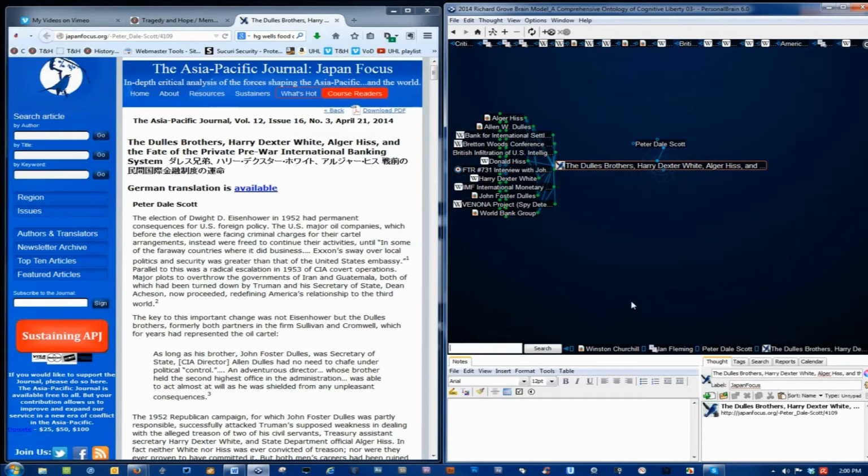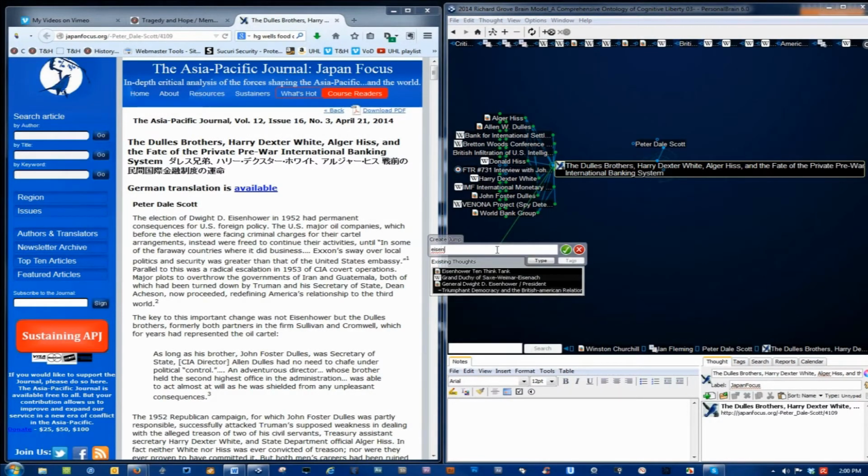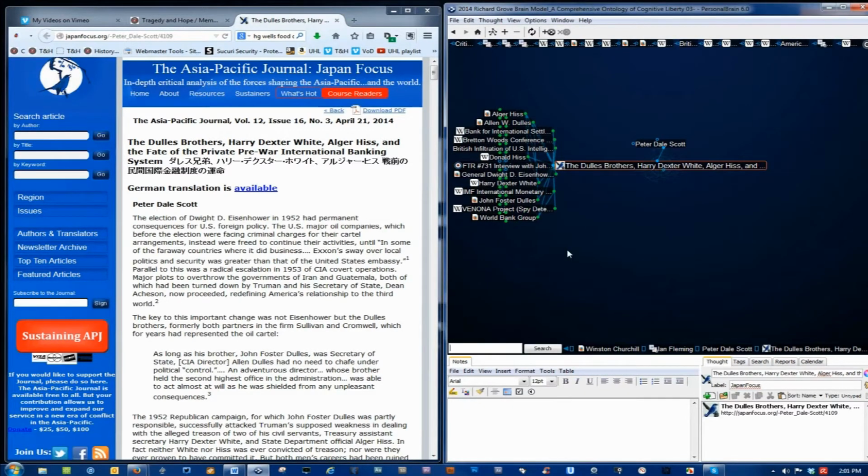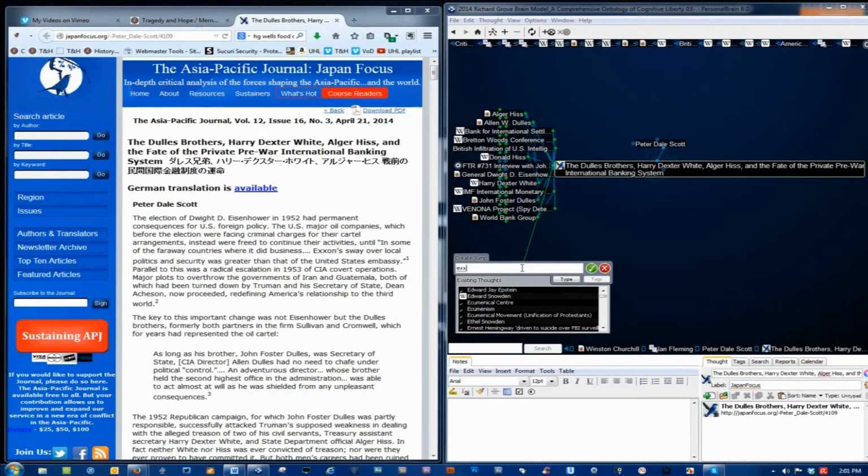The election of Dwight D. Eisenhower in 1952 had permanent consequences for U.S. foreign policy. The U.S. major oil companies, which before the election were facing criminal charges for their cartel arrangements, instead were free to continue their activities until, quote, in some of the faraway countries where it did business, Exxon's sway over local politics and security was greater than that of the United States Embassy, end quote.